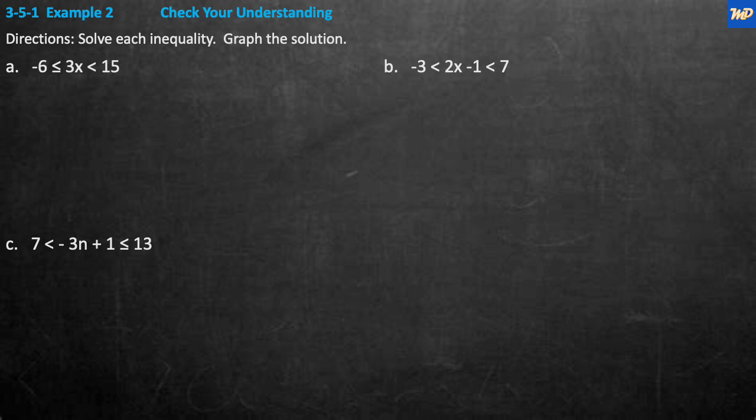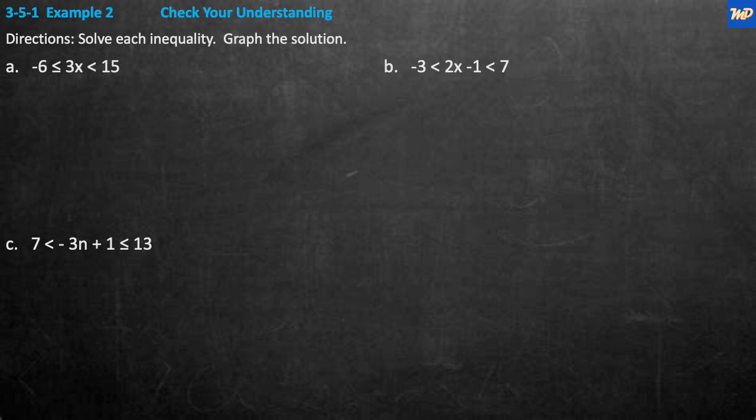Problem A is negative 6 is less than or equal to 3x, which is less than 15. B is negative 3 is less than 2x minus 1, which is less than 7. And C, 7 is less than negative 3n plus 1, and that's less than or equal to 13. So go ahead, stop the video and try them, and when you come back, we'll work them together. I'll wait for you.